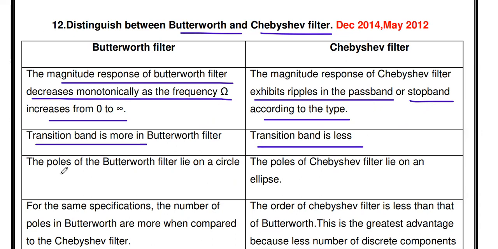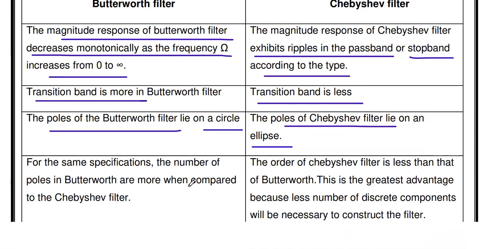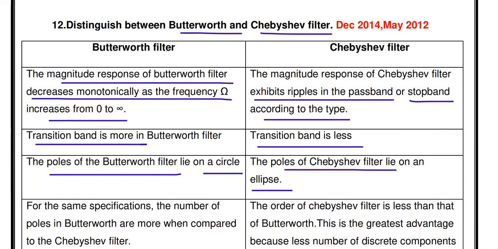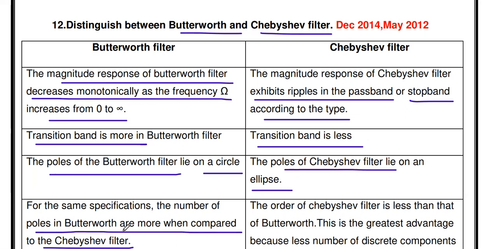Okay, minimum in Chebyshev. Then, as you already know, the poles of the Butterworth filter lie on a circle. In a circular manner the poles are located. The poles of the Chebyshev filter lie on an ellipse. In an elliptical manner the poles of the Chebyshev filter are located. And the next one: for the same specification, the number of poles in Butterworth is more when compared to Chebyshev. If you are designing both Butterworth and Chebyshev, the number of poles used is more in Butterworth.